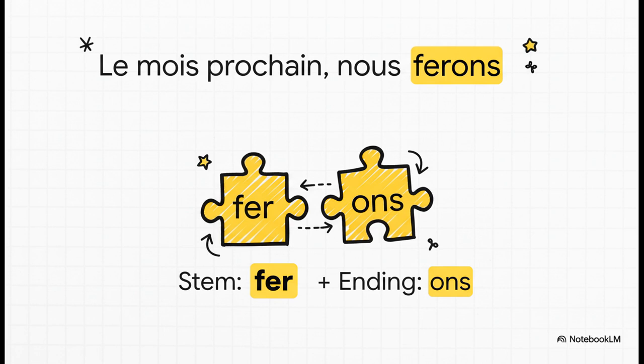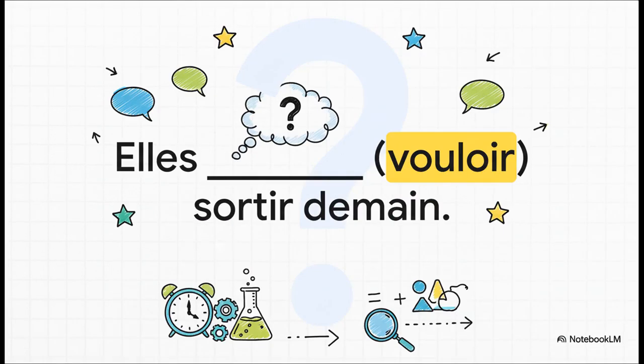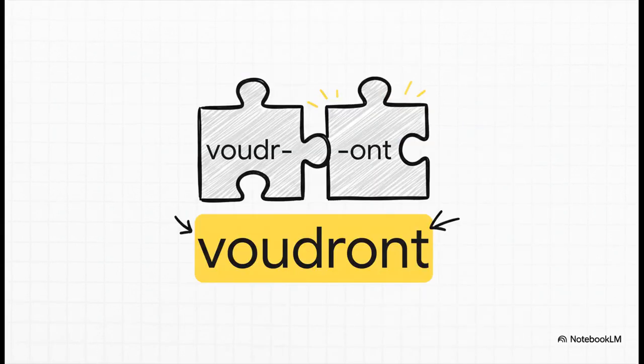See, you're getting this. Okay, here we go. Final challenge for today. Elles vouloir sortir demain. So they, to want to go out tomorrow. Vouloir, another VIP. What's the combo going to be? And the answer is voudront. The stem is voud, and the ending for elles is ont. So voudront. Elles voudront sortir demain.